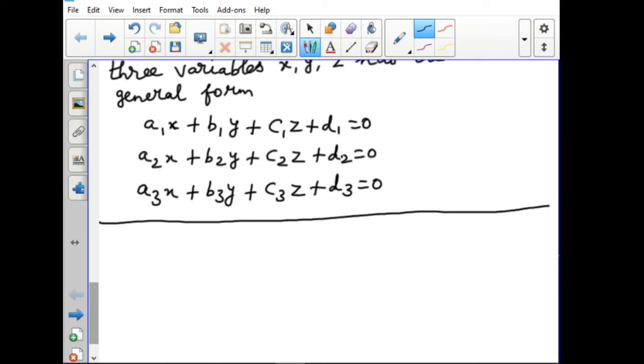Okay. Now we are going to see how to solve the equations. Exercise 3.1.